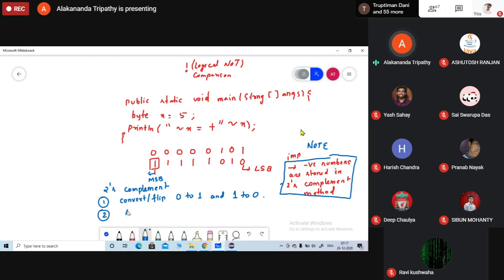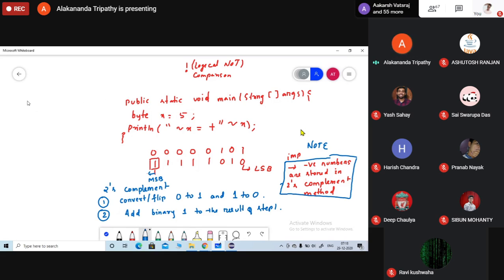What are we going to do? Add binary 1 to the result of step 1. So first convert or flip zeros to 1 and 1 to 0. Then add binary 1 to the result of step 1.